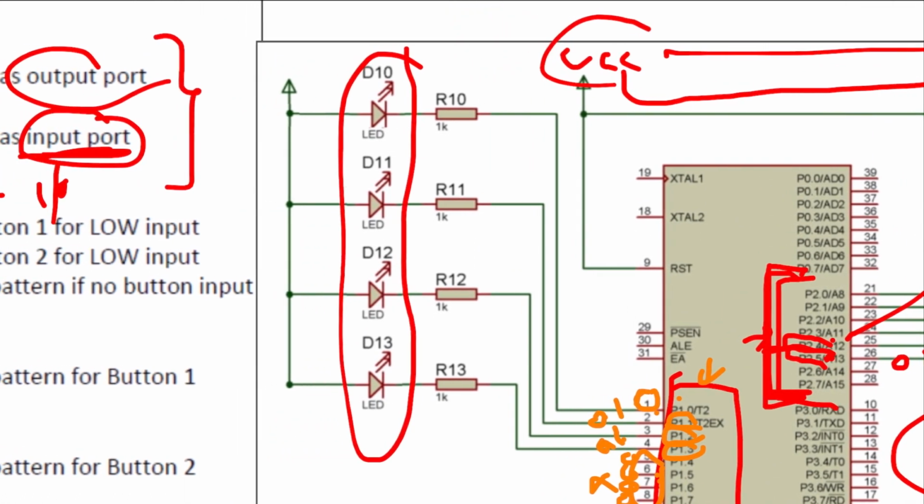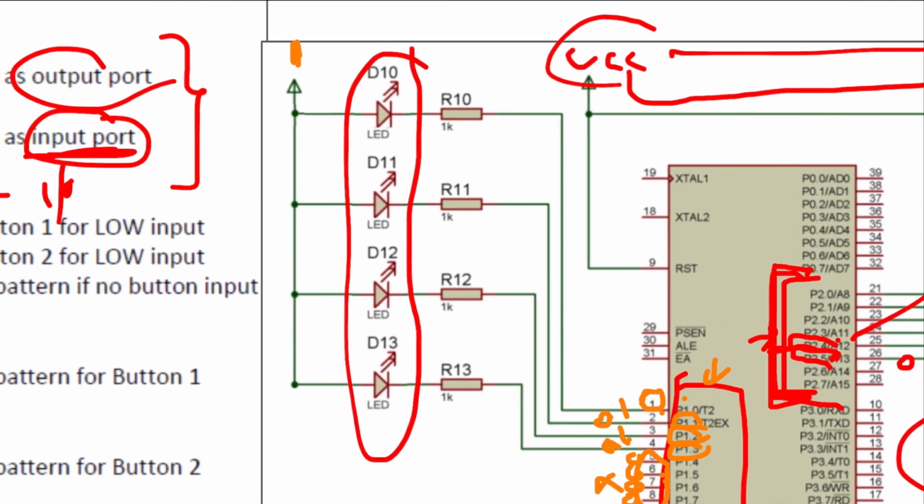So let's look back at here, right? VCC is 1, and let's look at the first LED. The first LED is connected to P1.0, which is 1. So 1 and 1, that means no current will flow through. So this LED will not light up.